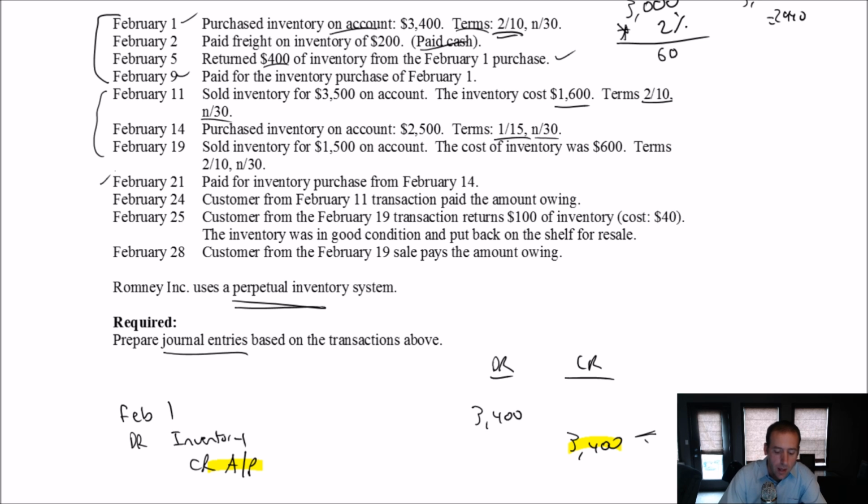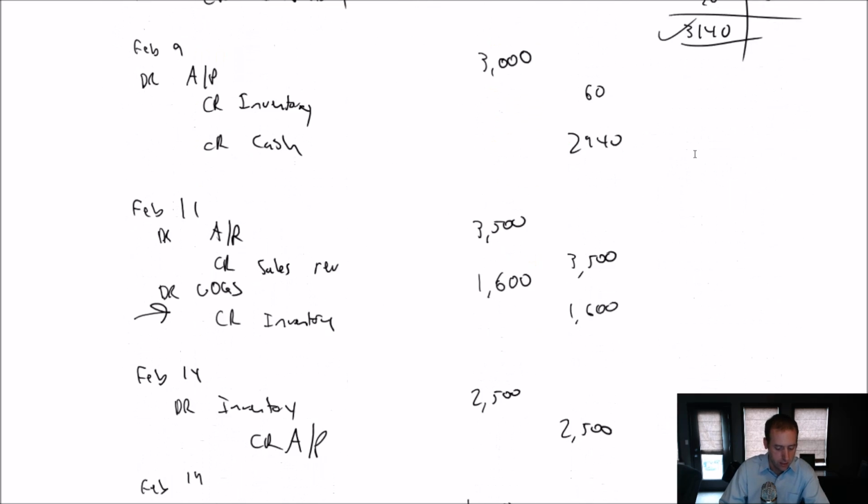February 21st, paid for the inventory purchase from February 14th, pardon me. Okay, so we paid for the inventory purchased on February 14th. February 14th to the 21st, we paid in like 7 days. I get a 1% discount if I pay within 15 days. So I'm getting this discount. It's $2,500 times 1%. It's a $25 discount. So rather than paying $2,500, I'm going to pay $2,500 minus 25. I'm going to pay $2,475. That's what I'm going to pay for this. So let's pay $2,475.